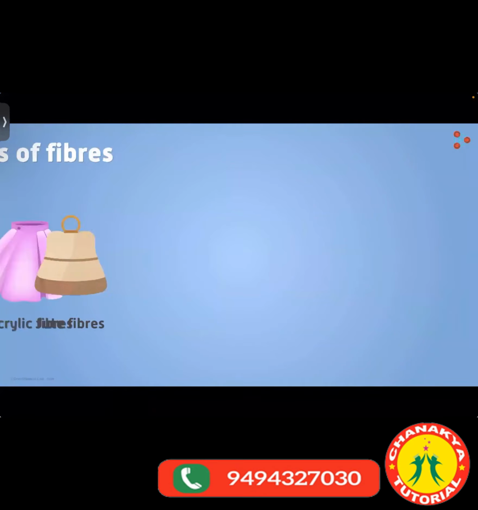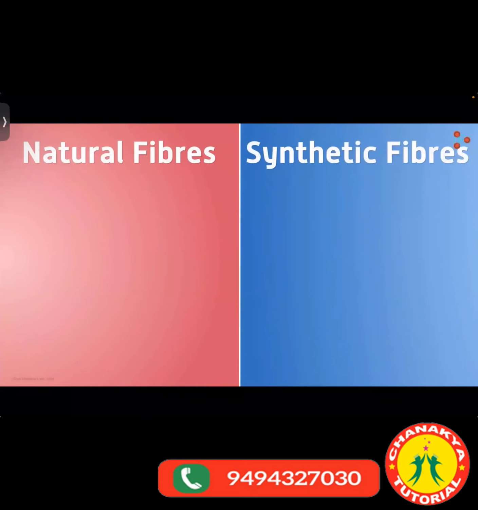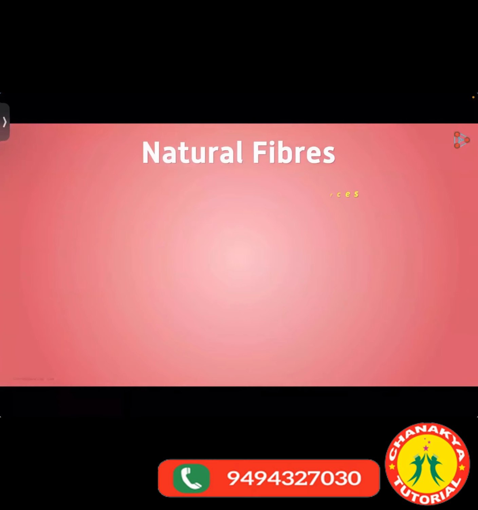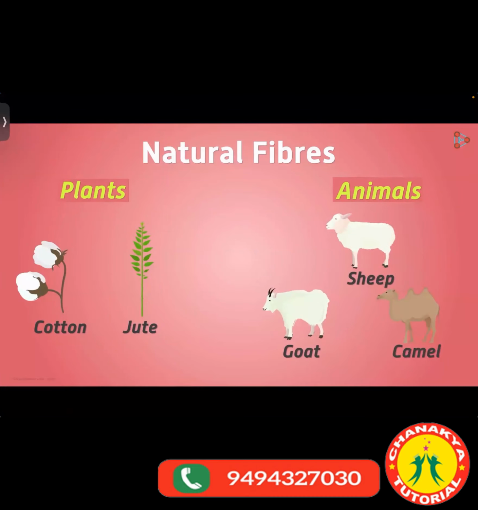For our simplicity, we divide fibers into two major categories. One category is natural fibers and the second category is synthetic fibers. Natural fibers, as the name says, are obtained from natural sources. So what could the sources be? Needless to say, the sources would be both plants and animals. Can we list a few examples of each type? Plants like cotton and jute give us natural fibers. Similarly, animals like sheep, goat, camel, and so many are also used for their fur and fleece.